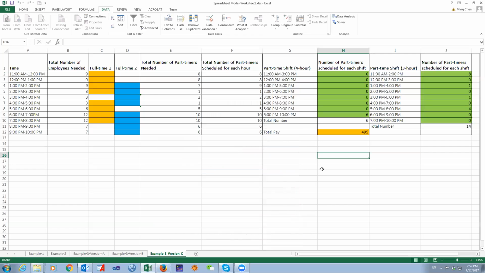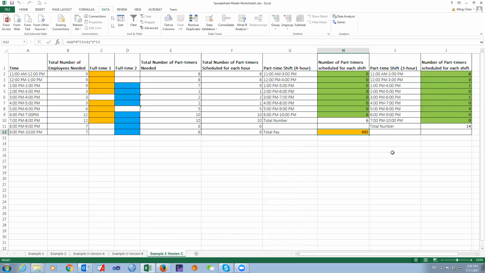Solver found a solution. I click OK. So that is the solution. If you look at the solution, we're going to hire 6 people to cover a 4-hour shift from 6 to 10, so we use only one 4-hour shift. Then we're going to hire 8 people working from 11 to 2, a 3-hour shift, 1 person working from 1 to 4, 1 person working from 3 to 6, and 4 people working from 5 to 8. In total, we're going to hire 6 people for the 4-hour shift and 14 people for the 3-hour shift, 20 people altogether. So the total labor cost is $495.